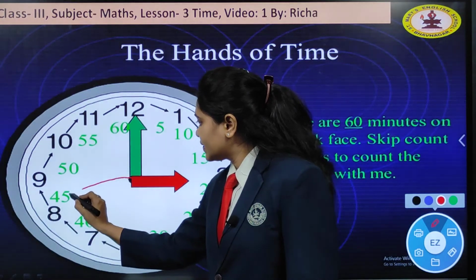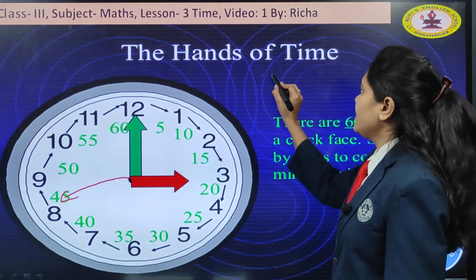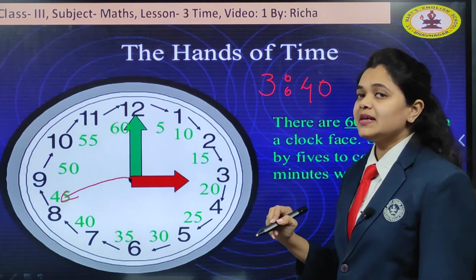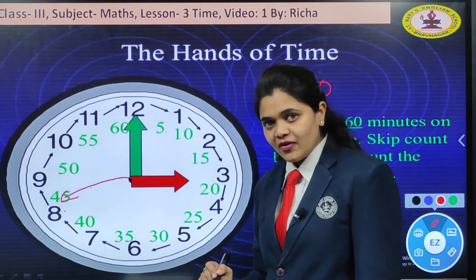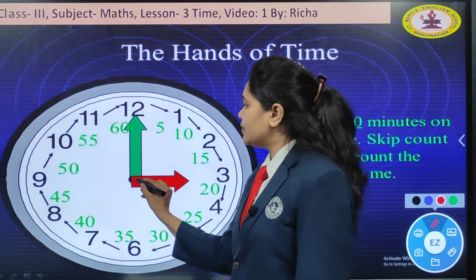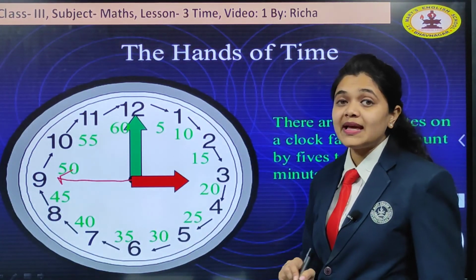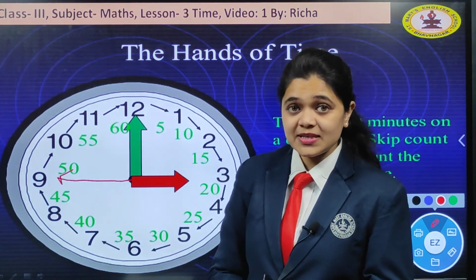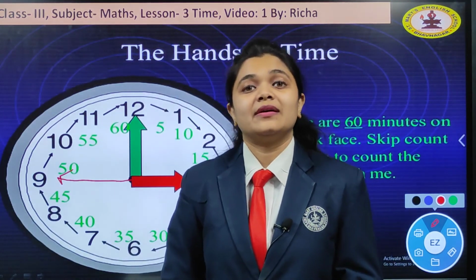Then, for example, if our minute hand moves to the 8, then we will determine our time as 3:40. Why 40, children? Because 8 5s are 40. Then let us see another example. If our minute hand moves to the 9, then we will call it 3:45, right? So children, here you have learnt how to see the time, right?